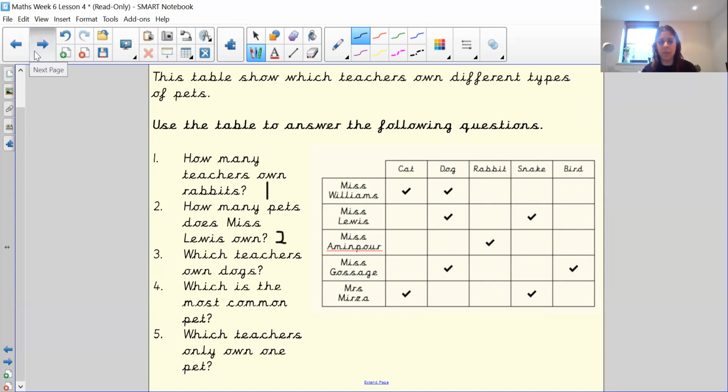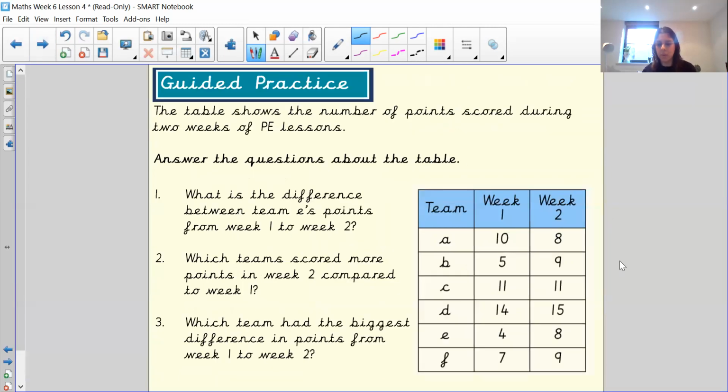Let's have a look at another table. So these are all tables with the information in it, or the data inside it. This table shows a number of points scored during 2 weeks of PE lessons. So you've got the teams and how many they scored in week 1 and how many scored in week 2. So for example, team A scored 10 points in week 1 and 8 points in week 2.